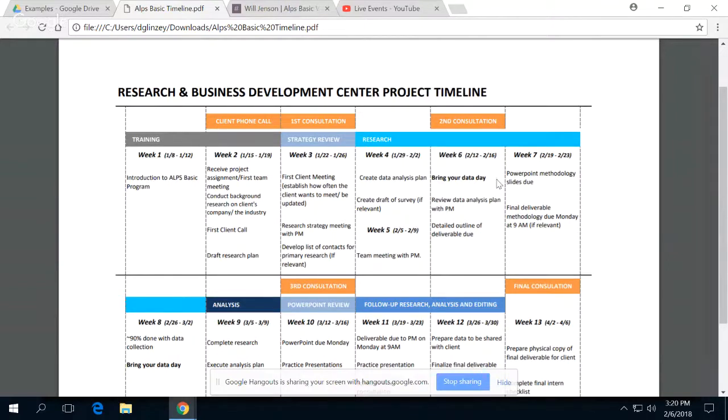The research data analysis plan, you're probably not really going to be doing unless your project's kind of complicated. And if it is, you can talk to one of us project managers or one of your student mentors.